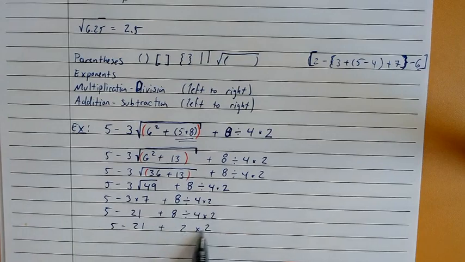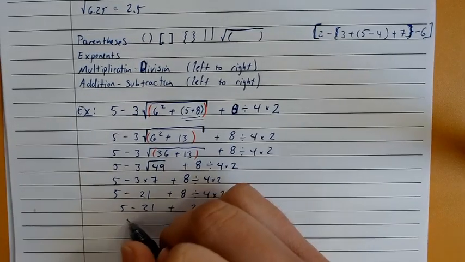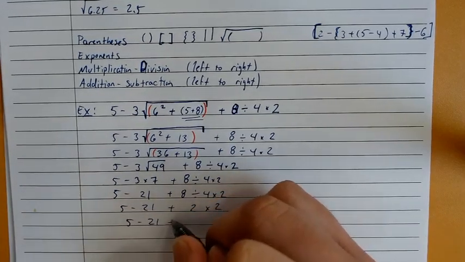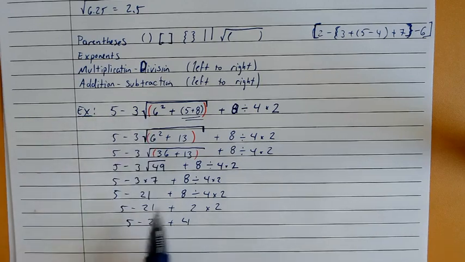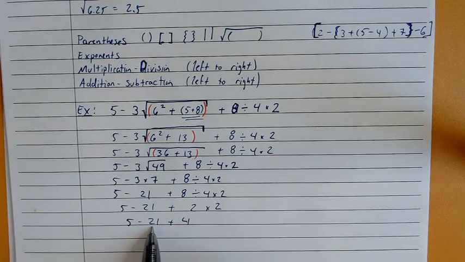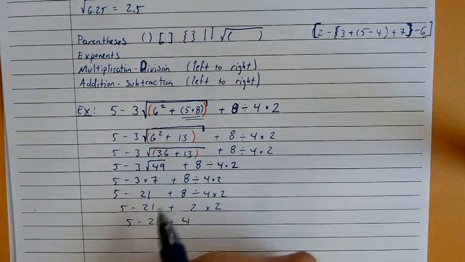Now I have one last multiplication division. In this case, it's a multiplication. Since it's the last one that appears, it's the last one that I do. 5 minus 21 plus 4. And finally, I have two operations left. I have addition, subtraction, and here I'm going to do them from left to right. So the first one that I see, 5 minus 21, it's going to be negative 16.